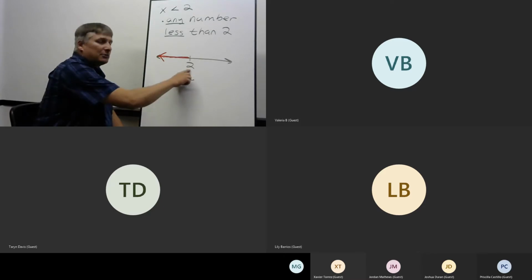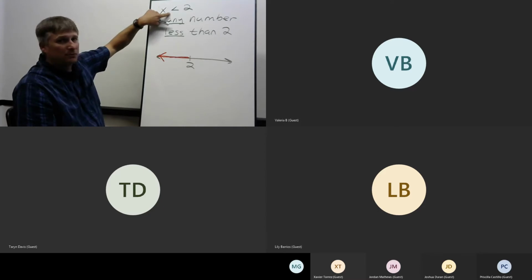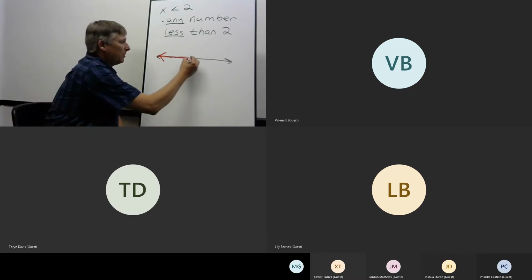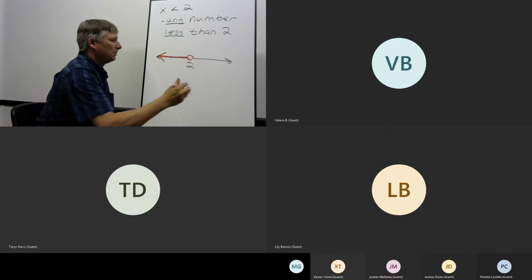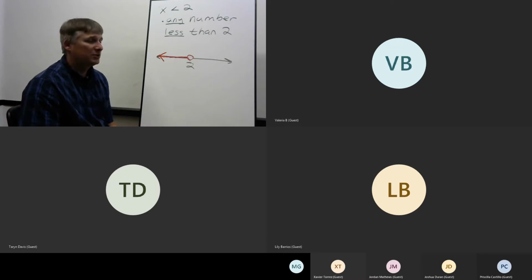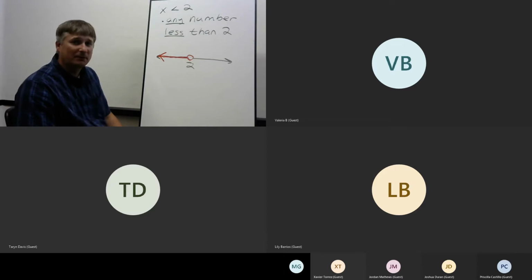And what do we do at 2? Well, we want things less than 2. We don't want them equal to 2. So we're going to put a hole. And that says we're not including 2. We just want things less than 2. Now, questions about that?